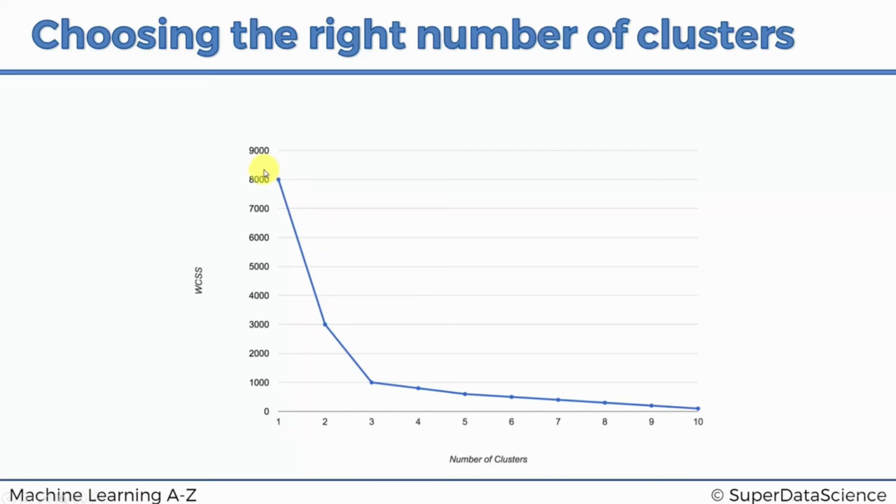So you can see here that it jumped from 8,000 down to 3,000. That's a massive change of 5,000. Let's just call them units, 5,000 units. And then from 3,000, as we increase the number of clusters from 2 to 3, it jumped from 3,000 to 1,000. Again, quite a large drop. And then from 3 to 4, it's going to jump from 1,000 to maybe 800, then from 800 to 600, 600 to 500, and so on.